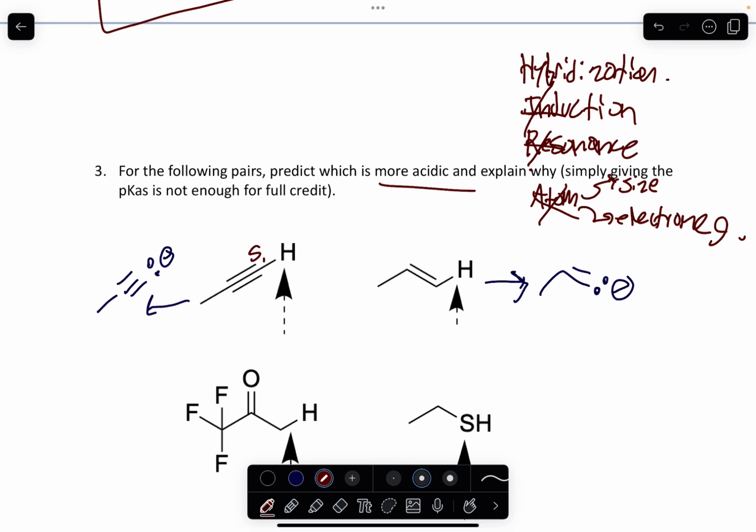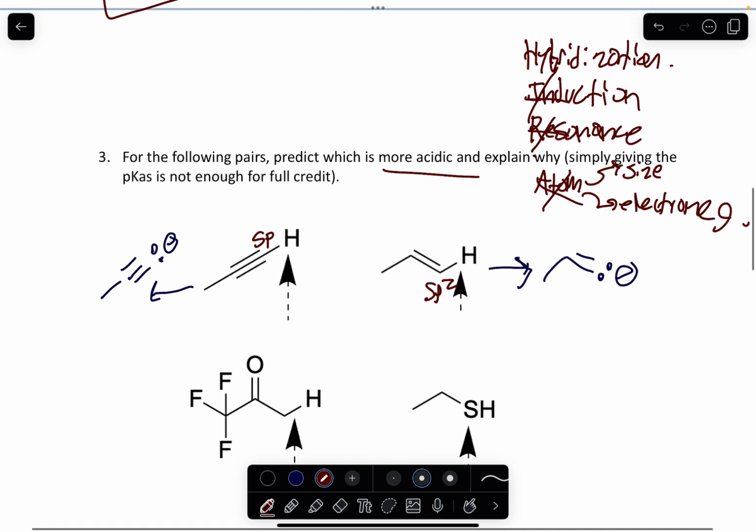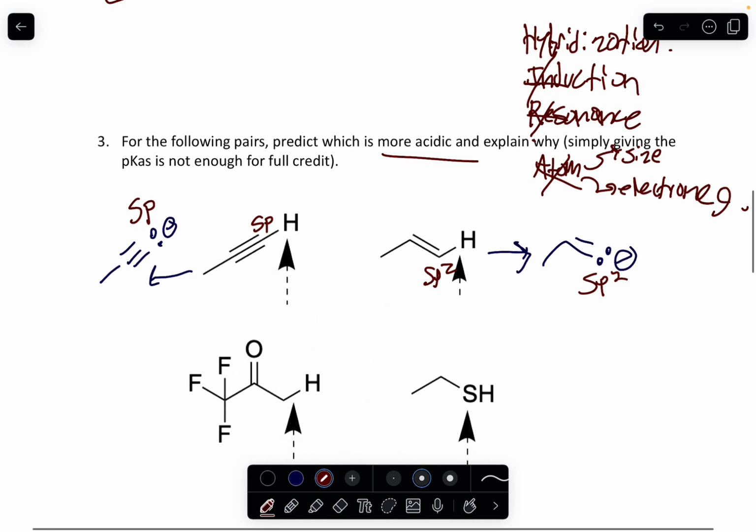In this case, it's sp. In this case, it's an sp2 carbon. When you deprotonate an acid, the hybridization stays the same for the atom that the hydrogen was attached to, since you're just getting a lone pair anyway. So we basically just have to ask ourselves, which conjugate base is more stable? Is it the sp or the sp2 hybridized carbon with a negative charge?